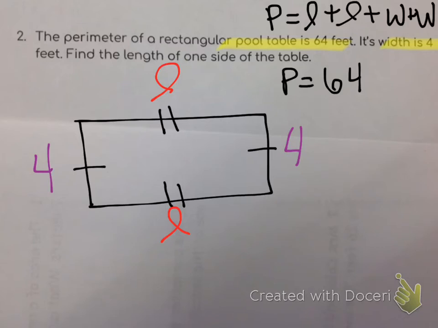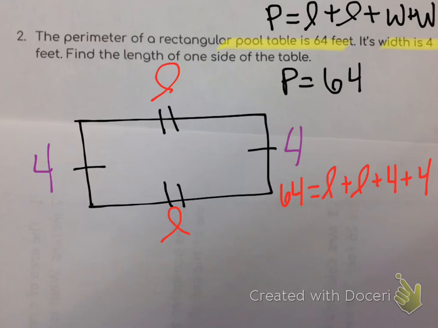So perimeter is 64, and that equals the length plus the length plus the width plus the width. And we substituted the P with the 64 because we know that is the perimeter, and we substituted the W's in the equation with the given width of 4.